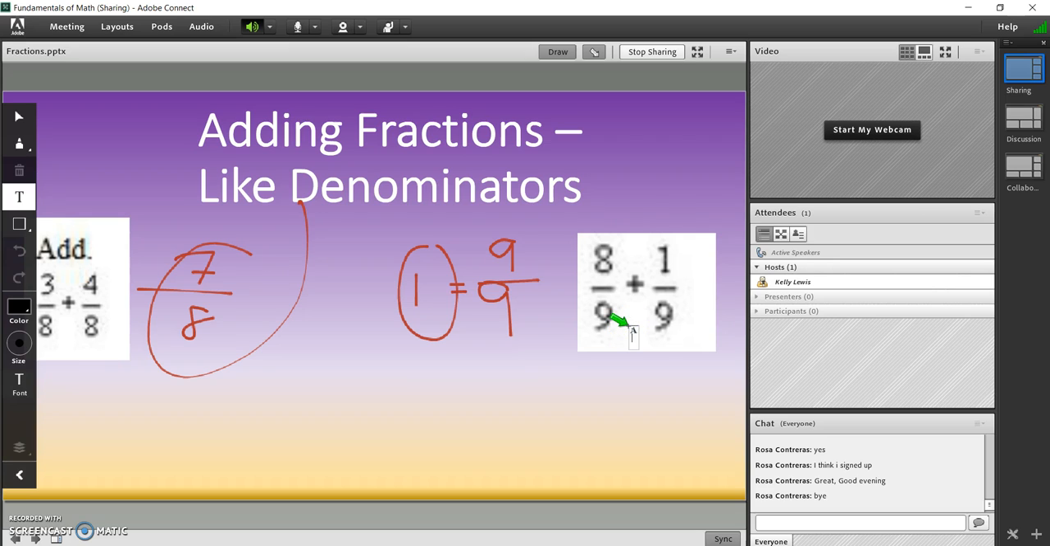Here, the bottoms are both 9, so we just leave that 9, and then 8 plus 1 is 9, and 9 over 9 is 1, because we need to simplify, we need to reduce it.